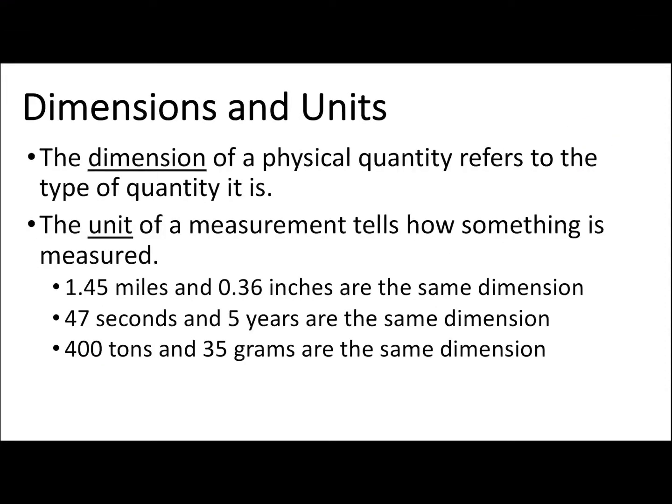We are almost to the end here. The last thing I want to talk about is dimensions and units, which is really how we measure things. The dimension of a physical quantity refers to the type of quantity it is. And surprisingly, there are few dimensions. The unit, on the flip side, these unit and dimension are very similar ideas. Dimension is more big picture. Unit is specific. So if I want you to measure the length of something, that is a dimension. That's a kind of way you can measure something. But how you choose to measure that length is going to take a unit.